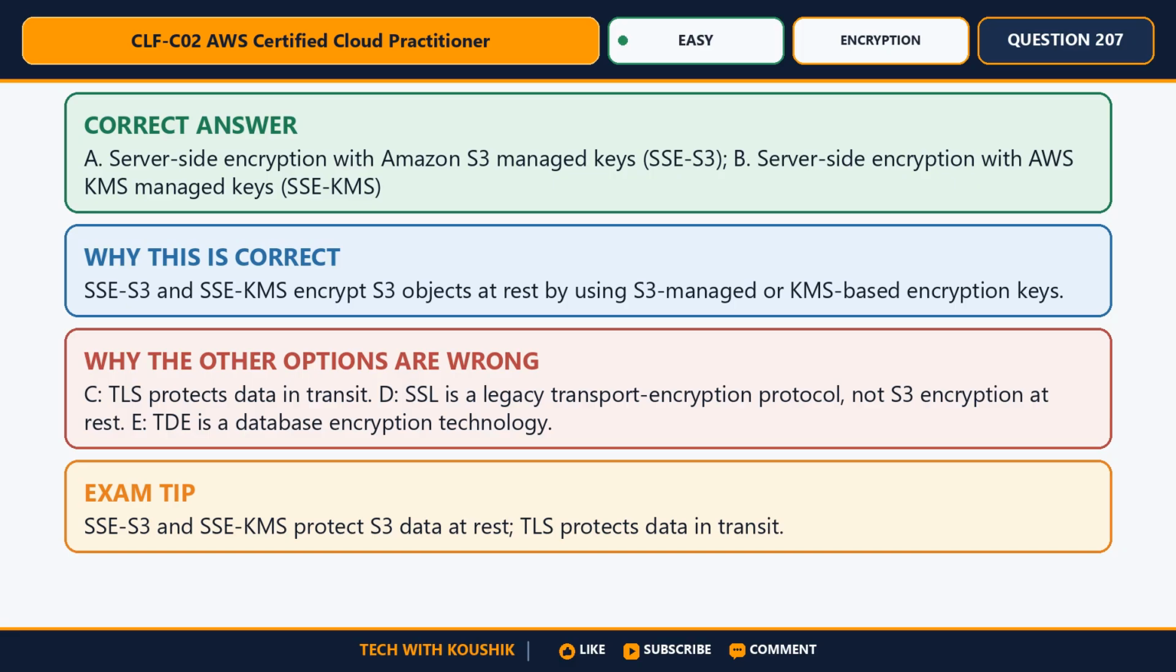C. TLS protects data in transit. D. SSL is a legacy transport encryption protocol, not S3 encryption at rest. E. TDE is a database encryption technology. Exam tip. SSE-S3 and SSE-KMS protect S3 data at rest, TLS protects data in transit.